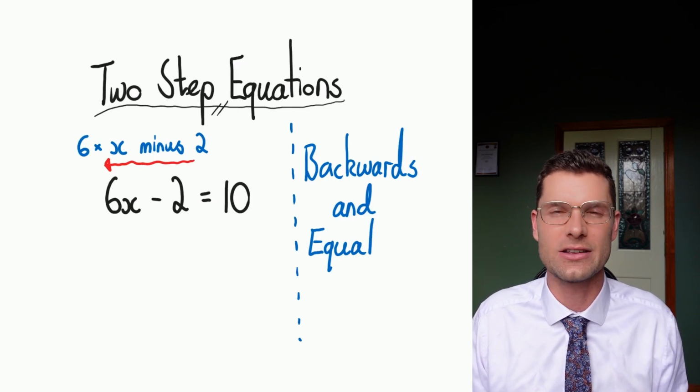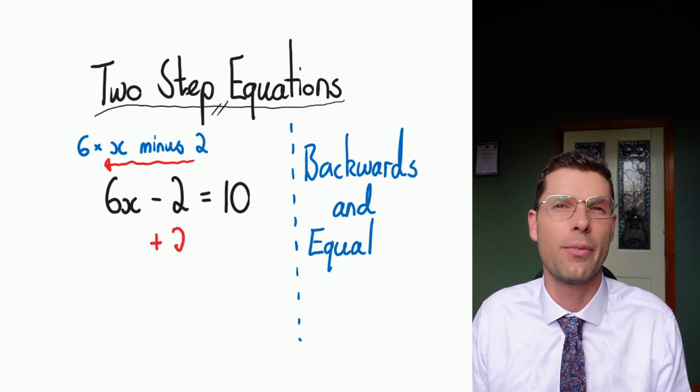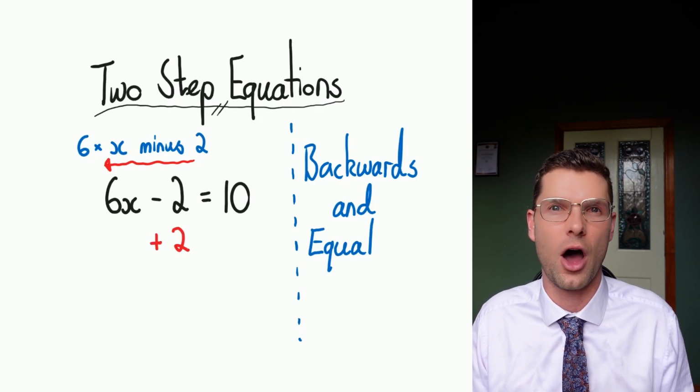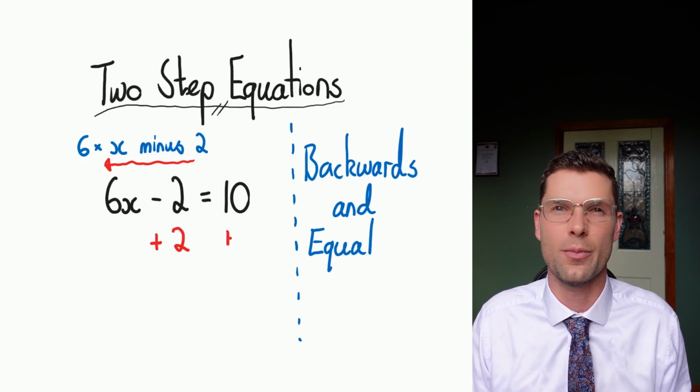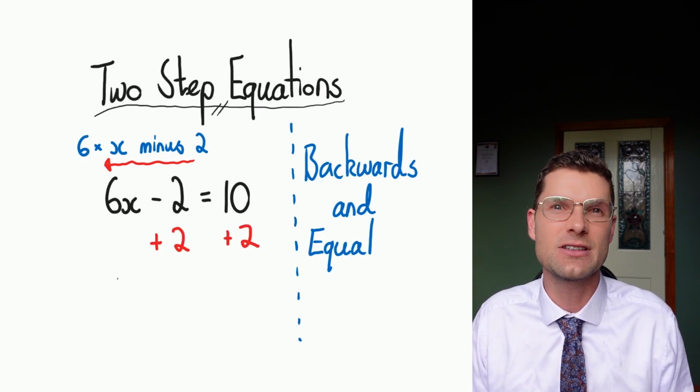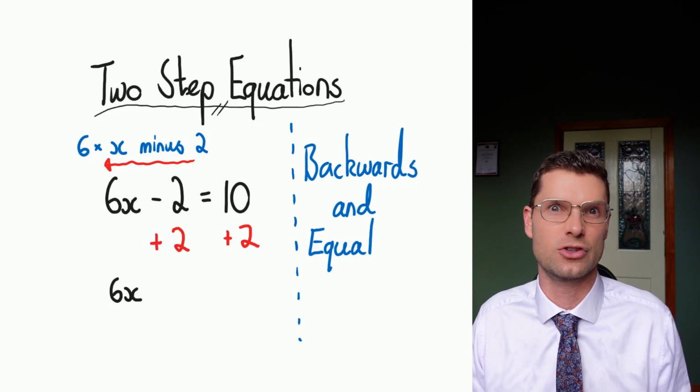Because I've got that minus 2 there, I've got to get rid of it by doing the opposite operation. So I need to plus 2. But remember, both sides have to be equal the whole way through, so I have to plus 2 to both sides. Now I'm just left with 6x is equal to 12.